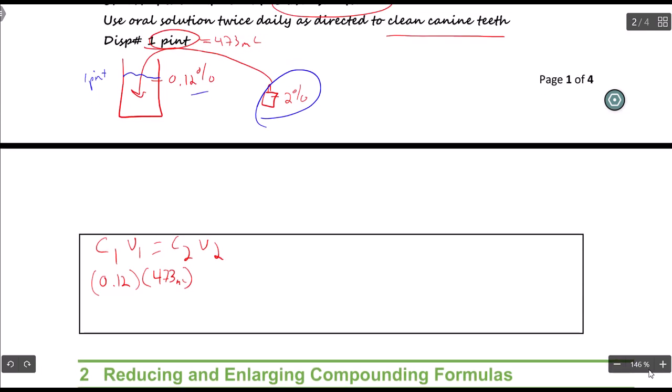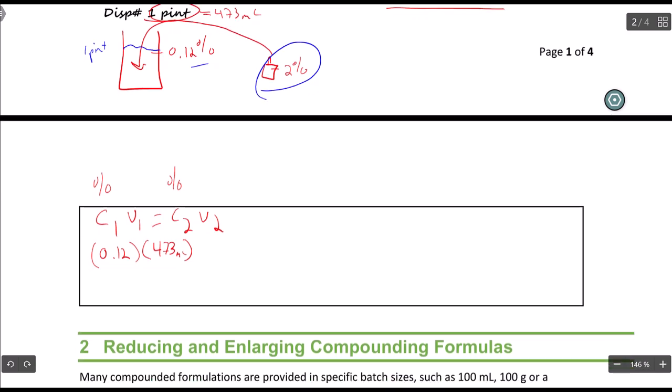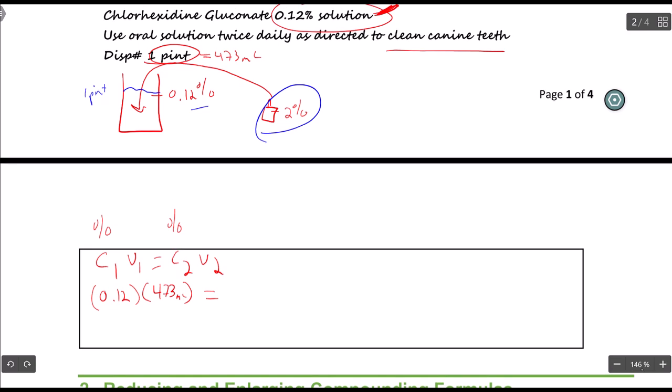I'm keeping these concentrations in the units of percent, so I'm not converting percents to decimals, just keeping it in percents. You can convert them into decimals if it's easier for you. The concentration of the one that I have is 2%. Right? I should actually put the percent sign there. It's 2%. So as long as the units match on both sides, you're fine. So I'm just keeping them in the units of percent. It's fine. The question is asking me, how much do we need of this one?